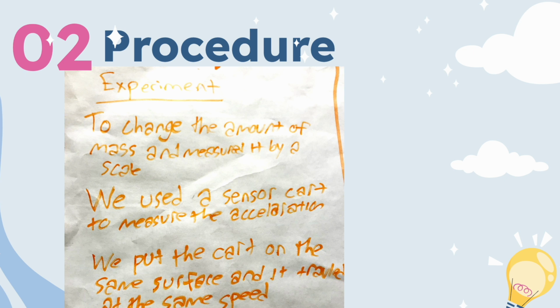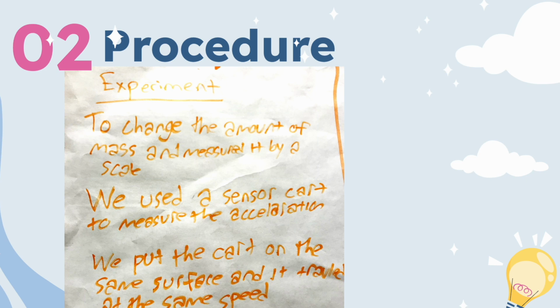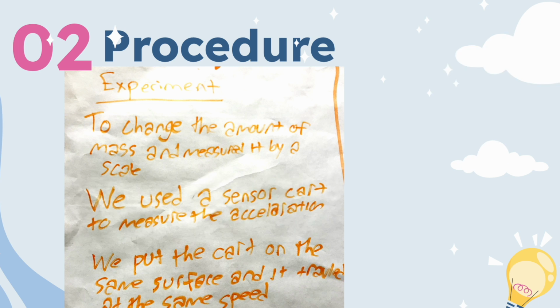Okay, let's take a look at my next student. They were looking at the rubric and they were using it to help inform their experiment. In their experiment, they changed the amount of mass and they measured it on a scale. They used a sensor cart to measure the acceleration, and they put the cart on the same surface every time.